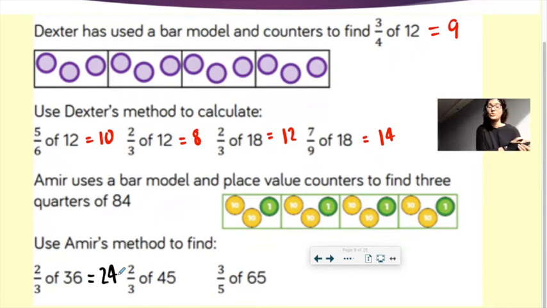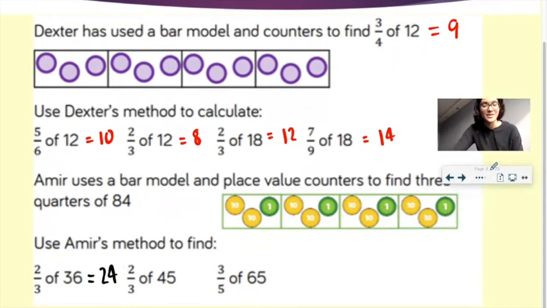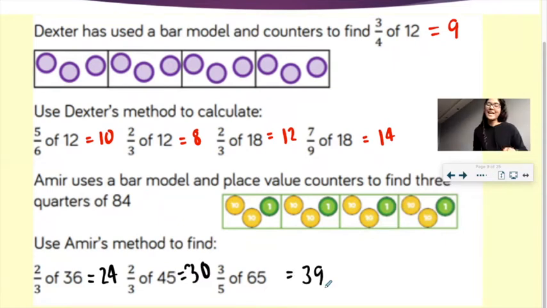So have a go at using that method to find the answers to these questions. And when you unpause, you will see the answers. And here are the answers. So we've already discussed 2/3 of 36, which is 24. Next question. 2/3 of 45 is equal to 30, which I've written a little bit weirdly here, but that is 30. And then last question, 3/5 of 65. You should have gotten the answer, 39.